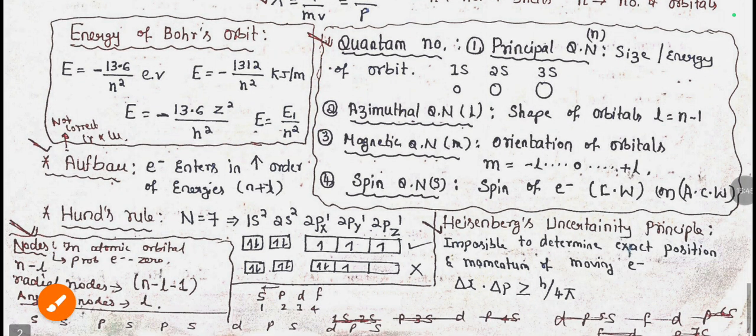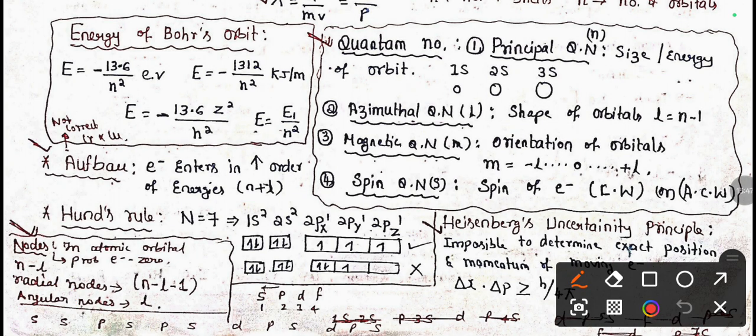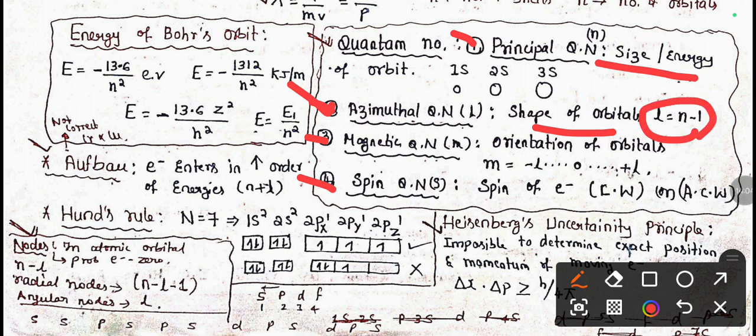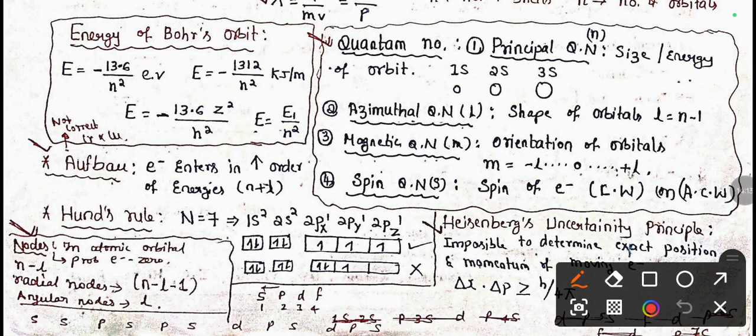Now come to the quantum numbers. There are 4 quantum numbers: principal, azimuthal, magnetic, and spin quantum number. The principal quantum number explains the size or energy of the orbital, and the azimuthal quantum number explains the shape of the orbital. The formula is l is equal to n minus 1. The magnetic quantum number explains the orientation of the orbital. The value of the magnetic quantum number is minus l, 0 to plus l. And the spin quantum number explains the spin of the electron, where electrons can move either in a clockwise direction or in an anti-clockwise direction.